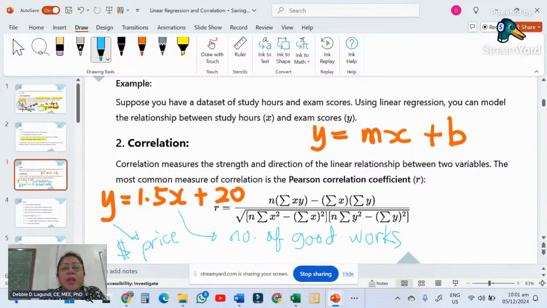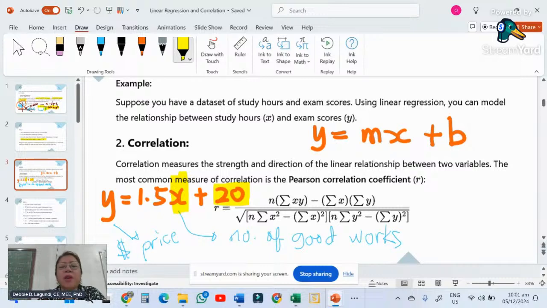So when you did not do anything good, your x becomes 0. So 1.5 times 0, you will have $20. It means that $20 would be your price for not doing anything. You're just there quiet, sitting at the corner, okay? Nothing is done. You're like a robot. You're just seated. Nothing is done there, okay? Then you get a price of 20.